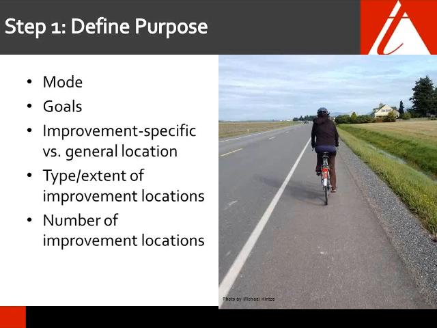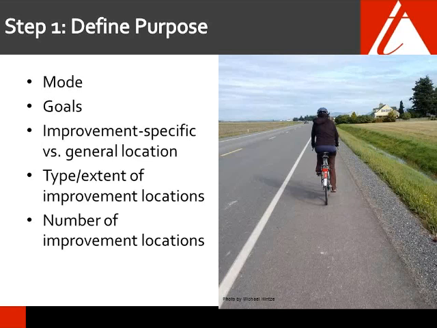Improvement specific or not improvement specific. So does the agency have a specific type of improvement in mind, such as sidewalk retrofit or bicycle lanes, or is the aim to identify locations where improvements are needed, but determine the type of improvement later? So, for example, roadway segments to receive ADA improvements.